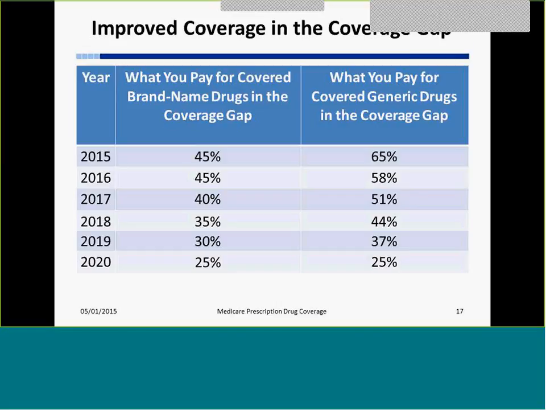It could be that you paid 100% of your drugs, but as part of the Obamacare Affordable Care Act, they changed this. You see the gap here is shrinking. In 2016, it's still 45% for brand name, but the coverage for generics decreases. And we'll get to the point that come the year 2020, if a Medicare beneficiary does use up their initial limit of the $2,960, and that changes every year too, then they would pay 25% of the cost of their drugs in the coverage gap. The plan would pay the other 75%.